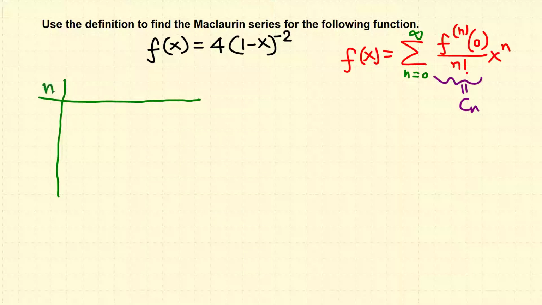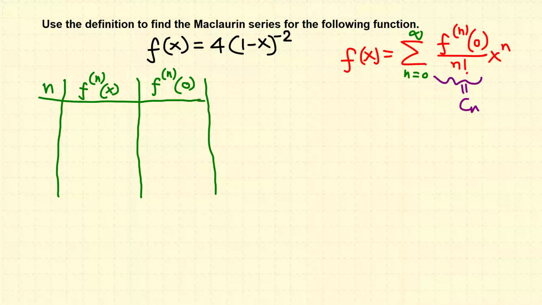Okay, this is n. Now I want to find the nth derivative of the function, then evaluate the nth derivative at the center, because Maclaurin means 0. Then based on this we divide by n factorial and we get cn. So n equals 0 means the 0th derivative, which is the function itself.